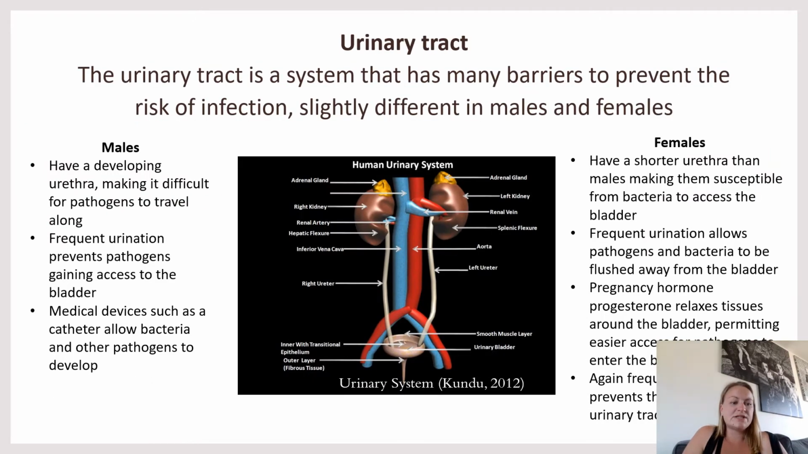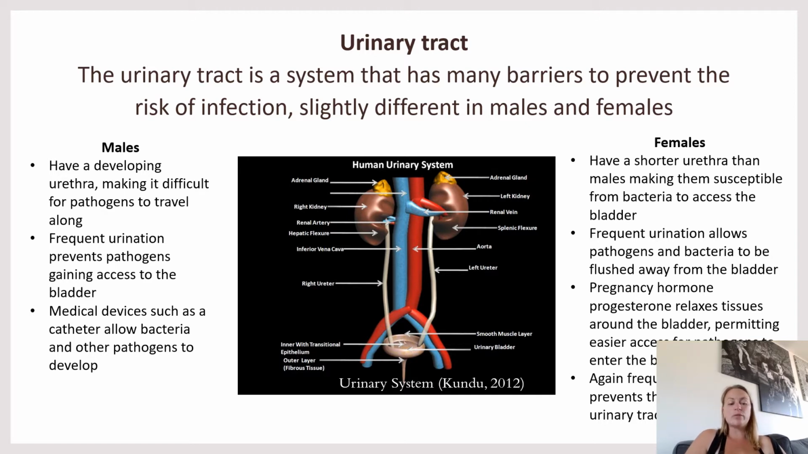The urinary tract is a system that has many barriers to prevent the risk of infection, varying between males and females. The urethra in males is long enough that it rarely allows bacteria to enter the bladder, as urine frequently exits the body, washing away pathogens. Medical devices such as a catheter can introduce bacteria and other pathogens into the body, encouraging the development of encrustations that block the catheter. Women are susceptible to bacteria passing into the bladder as the urethra is shorter. When the bladder empties, it flushes the pathogens away, out of the system.